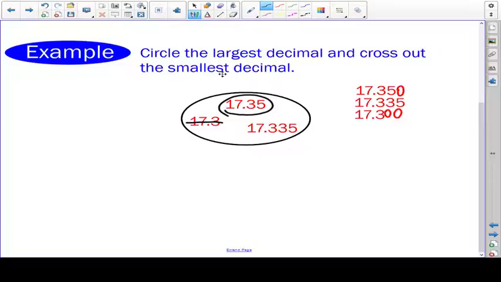Now, if you're doing a question like this on a quiz, which you very well could be tomorrow, please, when you're crossing out the decimal, cross it out once or twice. You don't need to scribble it out, because I still need to be able to read it to make sure you're picking the right number.